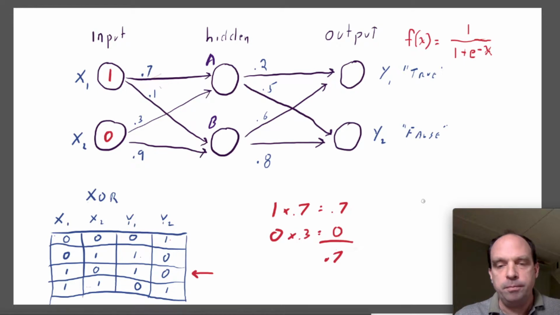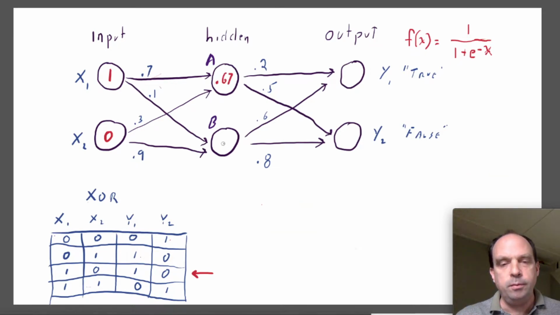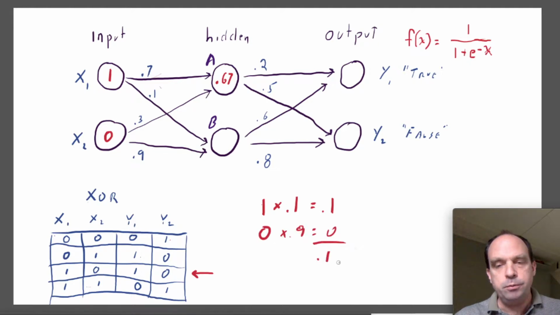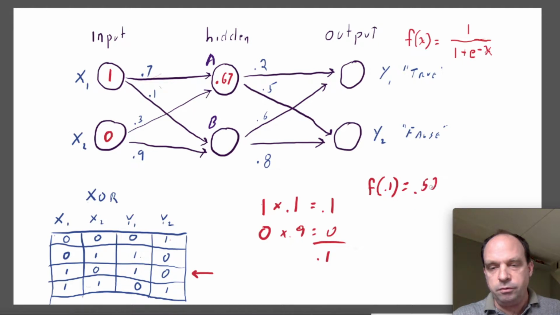We'll do the math on this the first time. So we received a weighted sum of 0.7. Plug that into our function. And we get approximately 0.67. So we'll put 0.67 in as the value of node A. We'll do a similar process for node B. Again, the value of x1 is 1. The weight this time is 0.1, so we get 0.1. The value of x2 is 0 times 0.9 equals 0. So our weighted sum is 0.1. We look up f of 0.1 and we get 0.52. So the value of b will be 0.52.